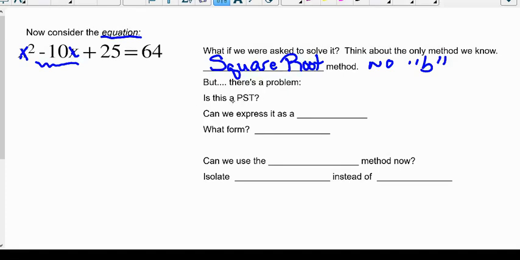Okay, so well, what do we do about that? Is it a perfect square trinomial? Yeah, right? And so if it's a perfect square trinomial, can we express it as a square? What form would that look like if it was square? Well, we had it in the previous page, right?